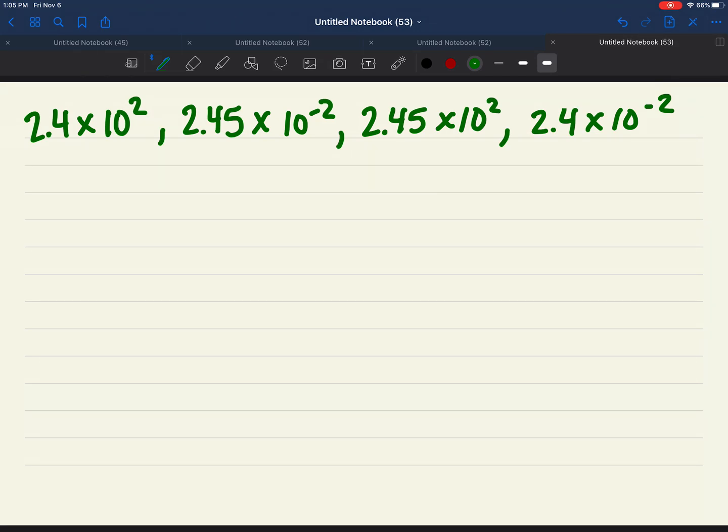So, which two numbers do we know would definitely have smaller numbers? The ones that have the negative exponent, okay? So then all you have to do is look for the two that have negative exponents, which one has the smaller number? 2.45 or 2.4? 2.4 is smaller than 2.45, correct? So that goes first. So 2.4 times 10 to the negative second.